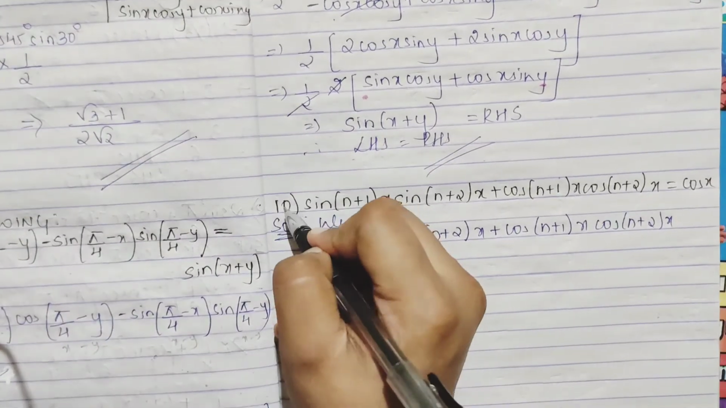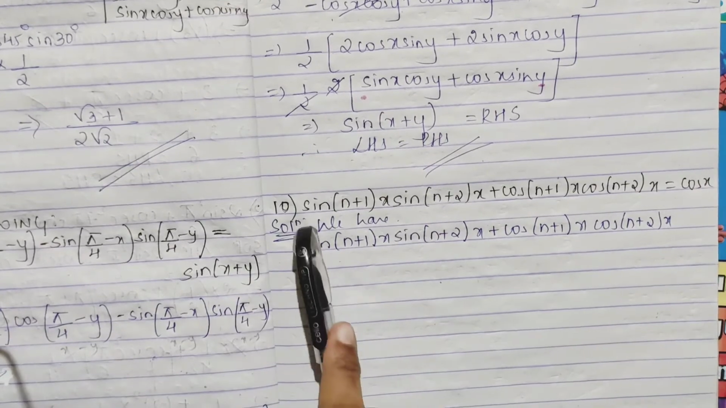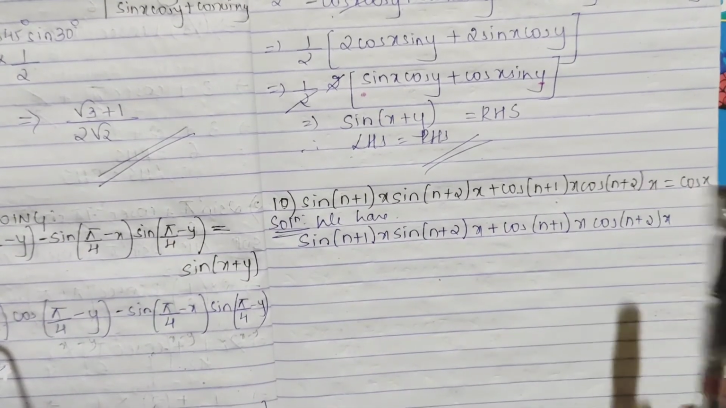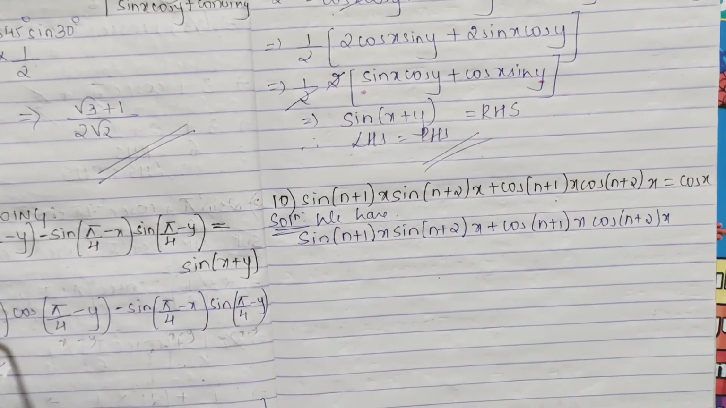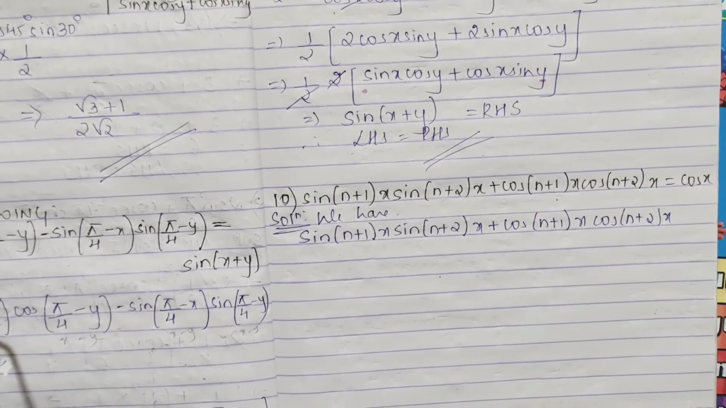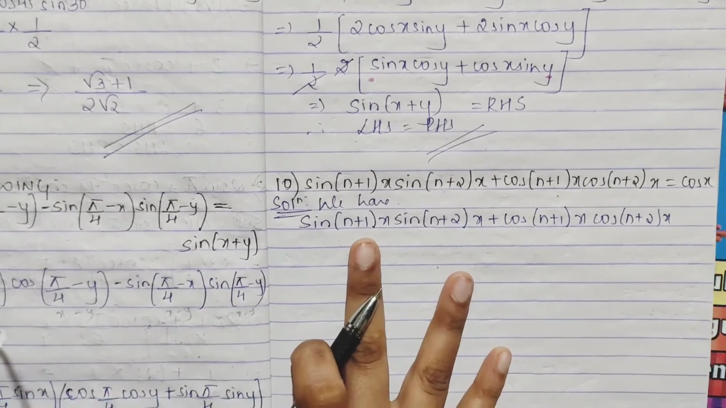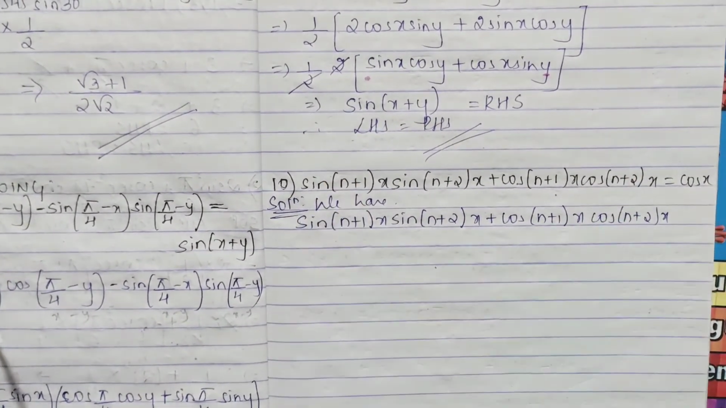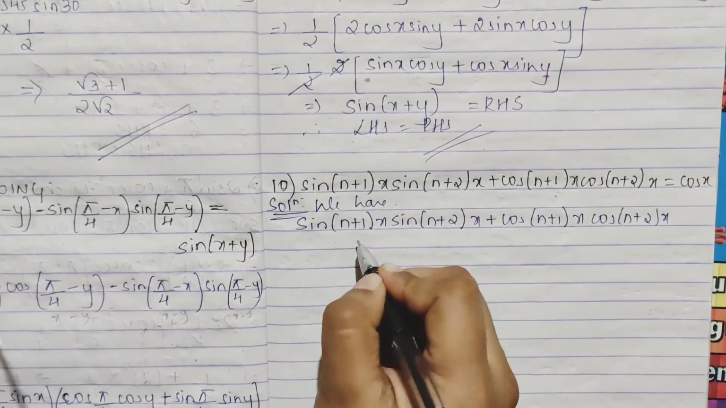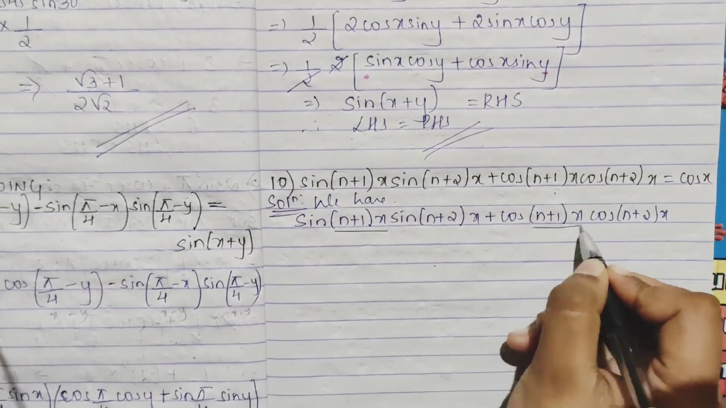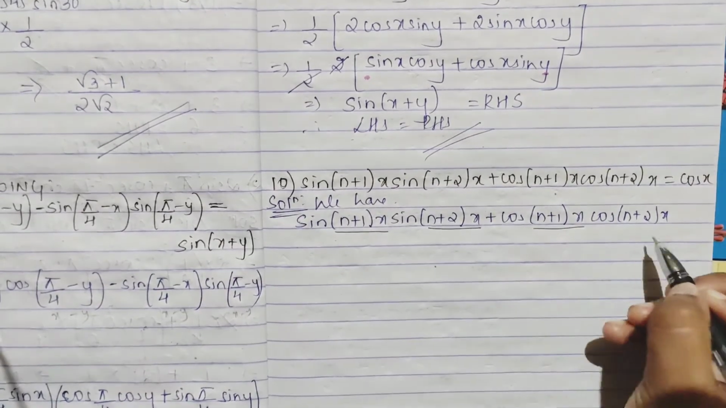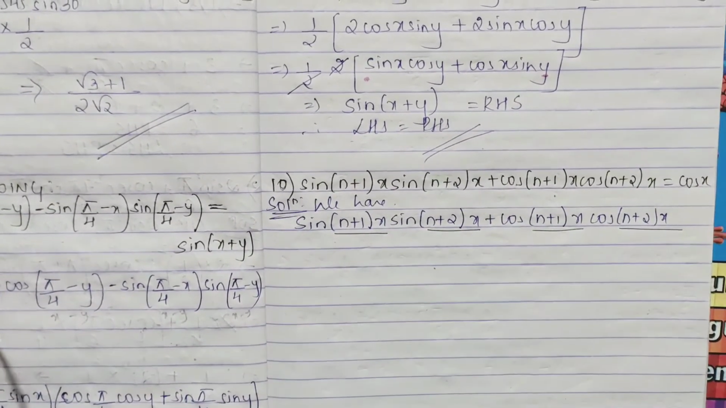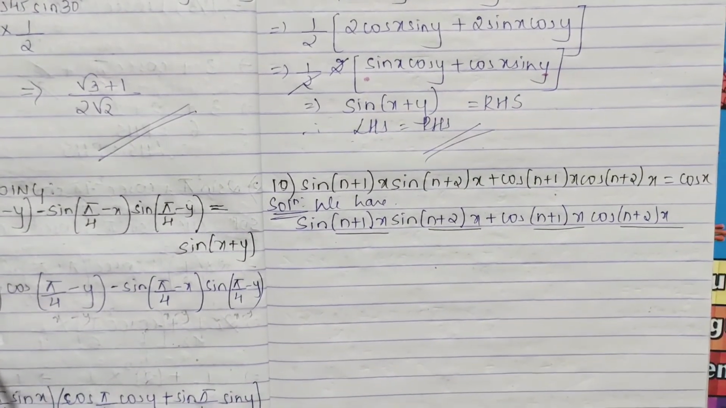10th question: sin (n plus 1)x sin (n plus 2)x plus cos (n plus 1)x cos (n plus 2)x is equal to cos x, you have to prove. So here we can do this in an easy way. Take down the solution. First take only this part, the LHS part. Here you see (n plus 1)x, it is the same angle, (n plus 2)x, (n plus 2)x. So you are getting the same angle only. So here we can do one pattern, an easy way.